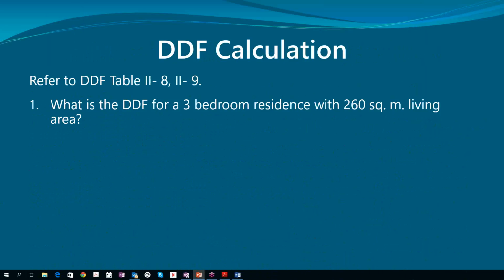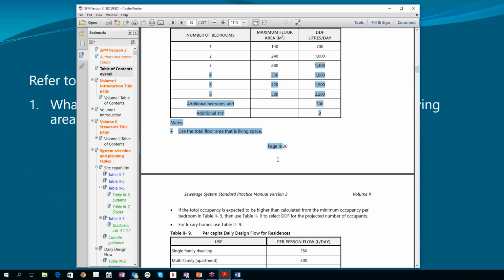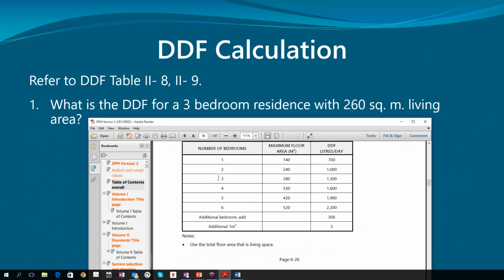And here's a basic question: what's the DDF for 3 bedrooms, 260 square meters? So DDF, what was the question again? 3 bedrooms, there we go. 260 square meters is less than 280. Hopefully you can make metric conversions, by the way. So 260 square meters, 3 bedroom. The answer to that question is 1,300 as long as the occupancy isn't excessive. But for learning value, I just left the occupancy out. That's all the information we have, so the answer is 1,300.